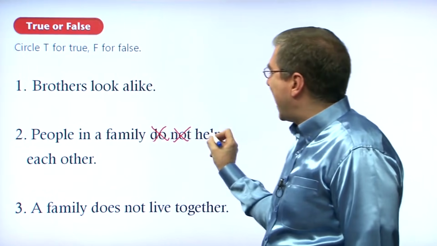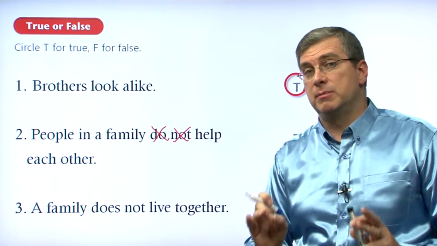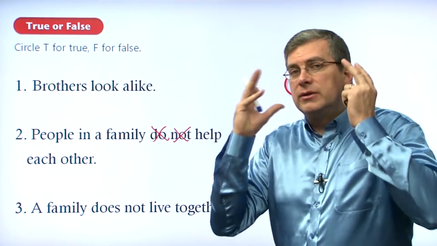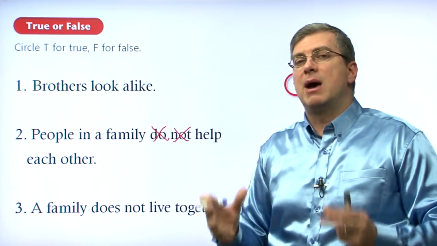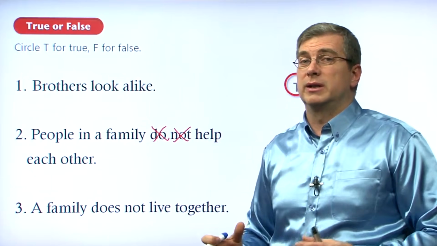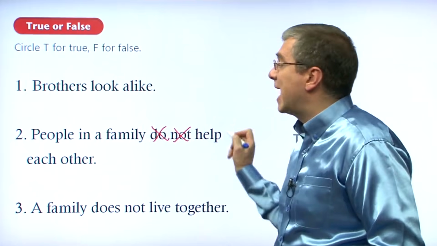People in a family help each other. That's the way it should be. It's supposed to be that way. One of the definitions of family, one of the ideals or values that we have about family, is that family members help each other. It's very important to our concept of family. So people in a family help each other.